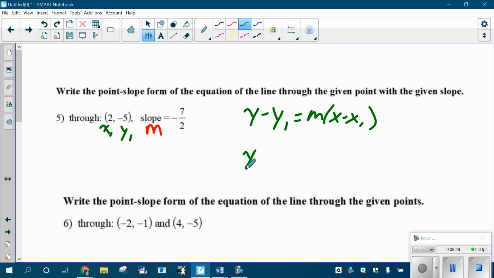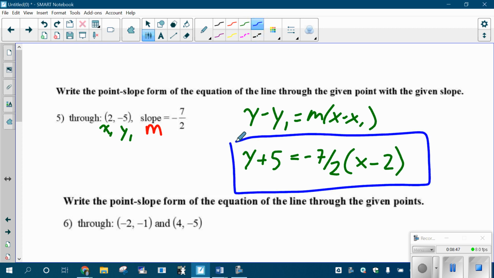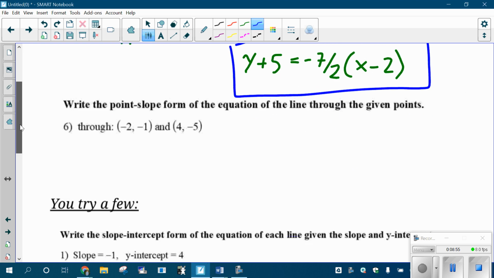So we're going to do y minus -5. Minus -5 is the same as +5, equals m times x minus what x1 is. And we're done. We got the equation of the line in point-slope form. It looks messier, but it's actually easier to do when you just know a point and a slope. Okay. All right, last question.